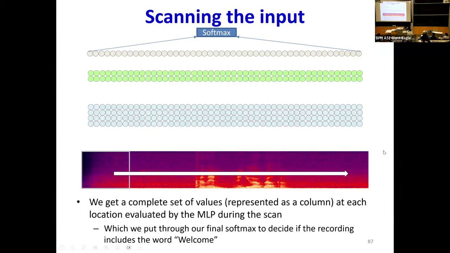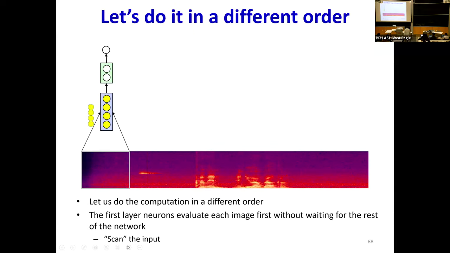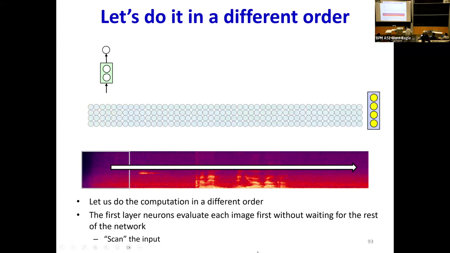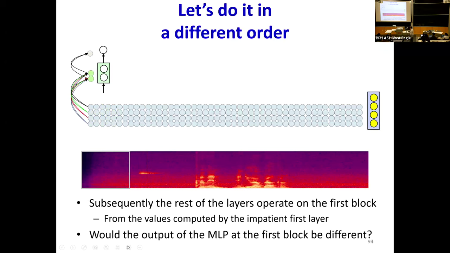But now, let's just say that after computing its values in the first window, the first layer doesn't wait for the subsequent layers of the network to perform their operations and goes off and does its business in a hurry, like so. And then after the first layer has done its operation, scanning the input, the rest of the network picks up the values that the first layer computed in the first position and computes its output.